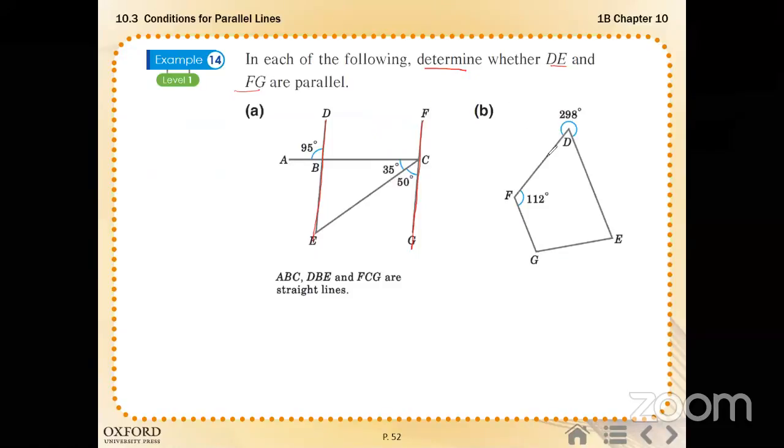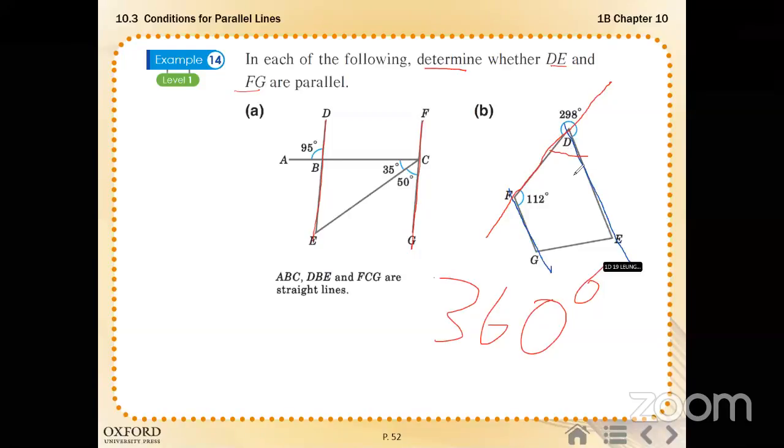Now this time I need to check also, FG is this line, DE is this line, right? And then this is the transversal. This line is the transversal, right? We need this angle, right? If I have found this angle, then I have interior angles, yes.